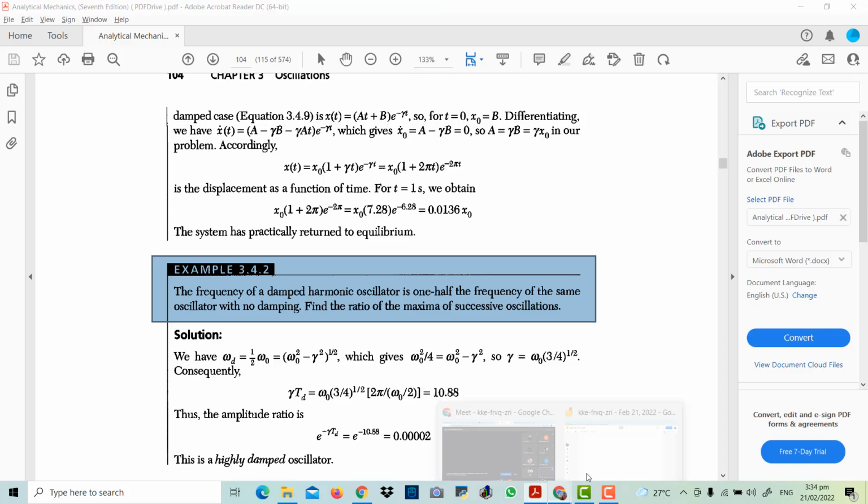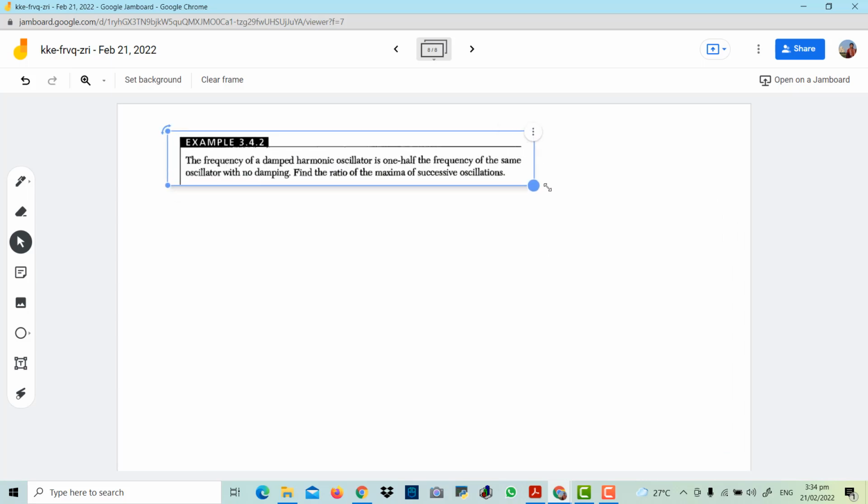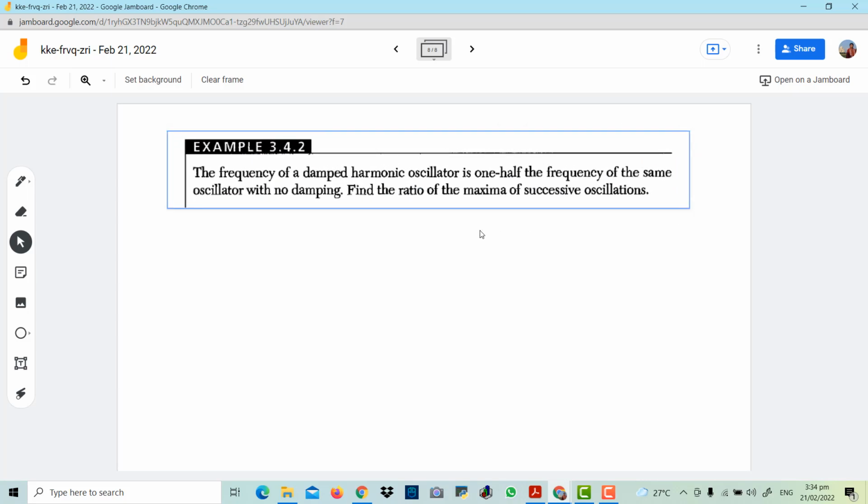For 3.4.2, I have this system. The frequency of, take note, a damped harmonic oscillator. It did not specify which kind, whether critically damped, underdamped, or overdamped. But it says that the frequency of the damped harmonic oscillator is 1/2 the frequency of the same oscillator but with no damping. The question is, find the ratio of the maxima of successive oscillations.